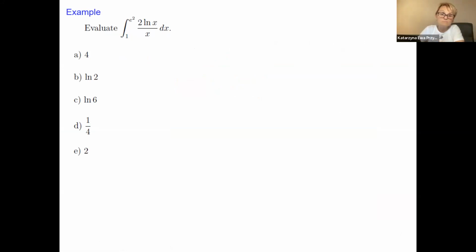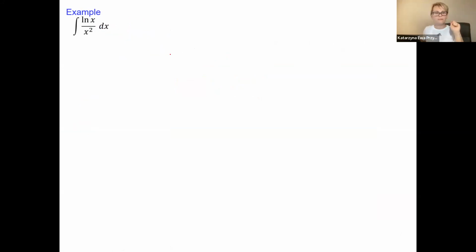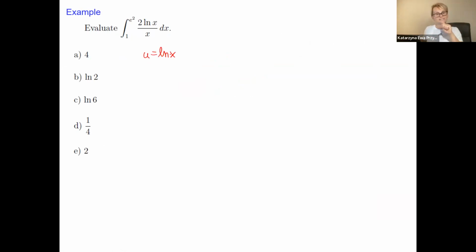Okay, this one is easy. What substitution? Again, the U substitution. Actually, I think I said it will be ln of x directly, and then you can do it. I will leave it for you. This one is ln of x over x.